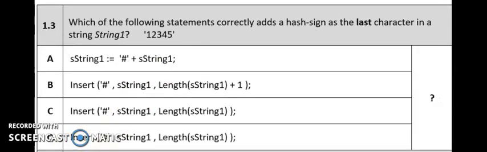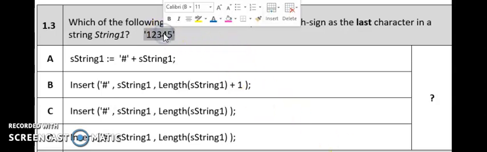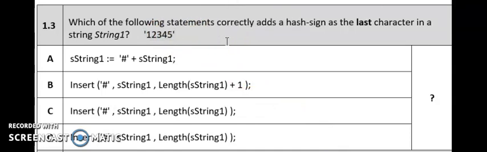Which of the following statements correctly adds a hash sign as the last character in the string? Again, I've just made myself a little example in my head, and I put it there to show you what's in my head. Not much in my head, just that at the moment. And they're saying, right, hash sign plus string 1. But that's going to put the hash sign in front, because it's going to take the hash sign and add it on. So that would have worked for our previous example very nicely. If you wanted to put it on the front, that's great.